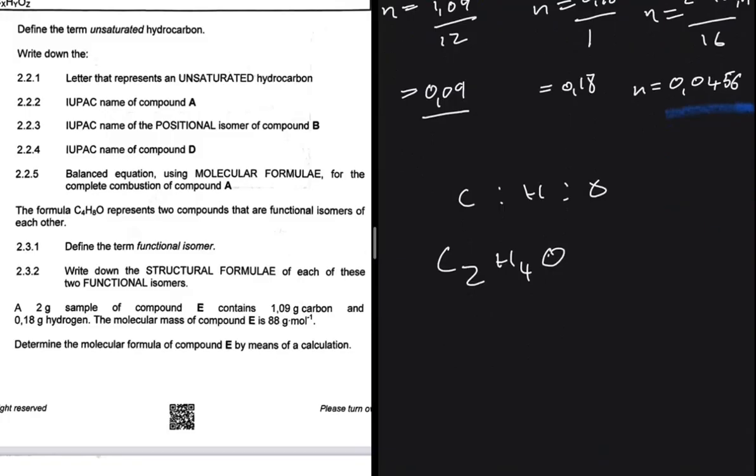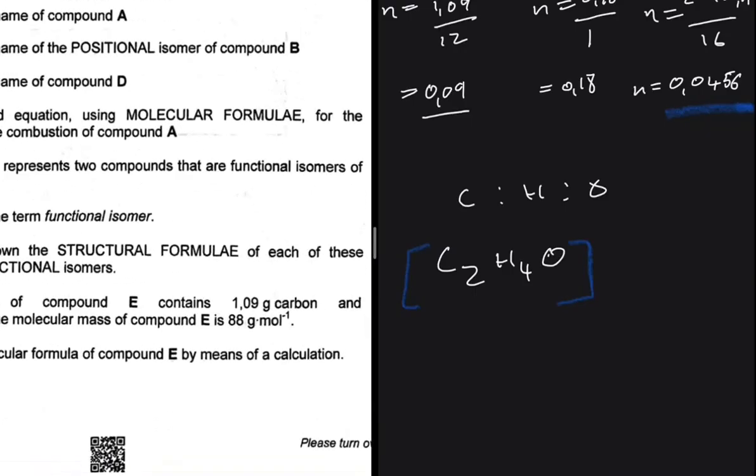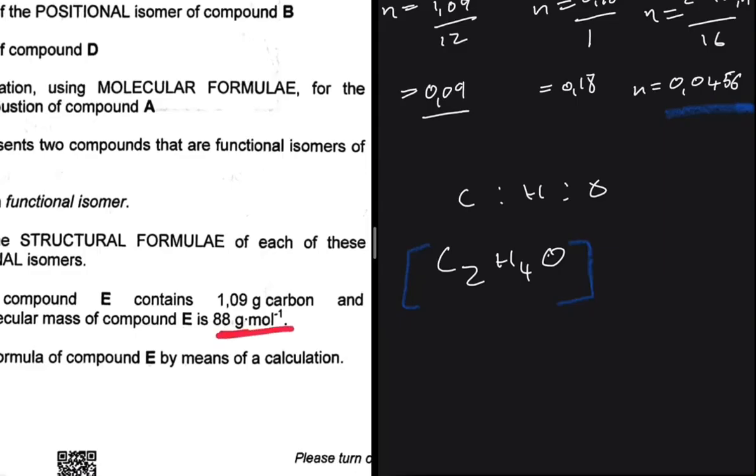But then it doesn't end here. We're looking for the molecular formula. It doesn't end here, right? We have to take it a step further. We have to multiply out this ratio that we have by some number, right? But how do we get that number which is supposed to multiply this compound? We're supposed to divide the molecular mass of compound E that is given to us by the molecular mass that we have from this formula here, right?